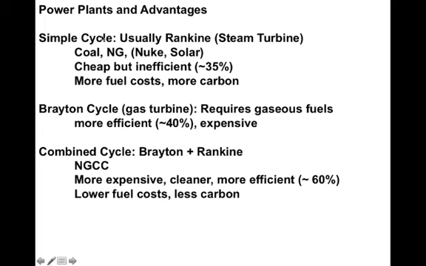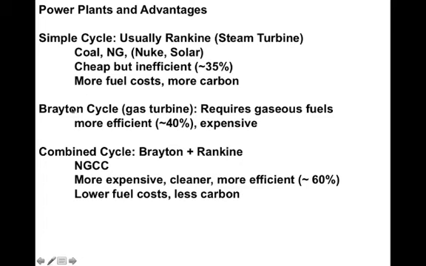We could have a simple cycle plant, which is usually a Rankine cycle, a steam turbine. They're very cheap, but they're inefficient. And so you get more fuel costs and more carbon emissions. A Brayton cycle is somewhat better. It requires gaseous fuel, which is more expensive, but it's a more efficient machine, gives you less carbon, but it's more expensive to build. The combined cycle is the most efficient.